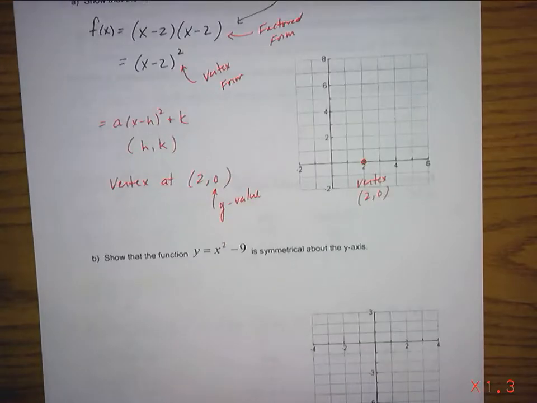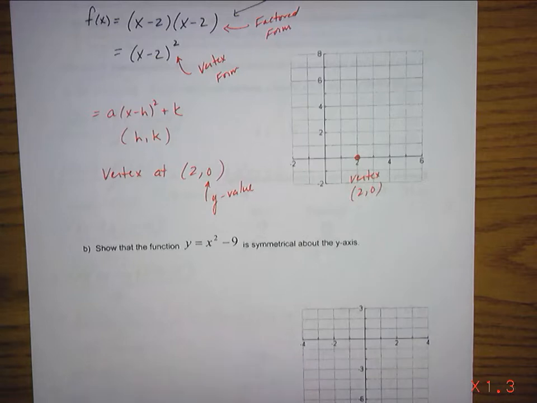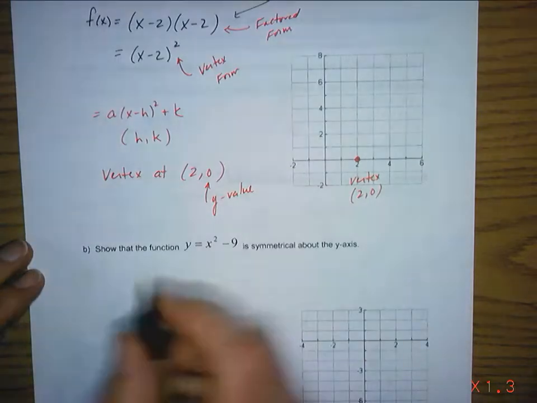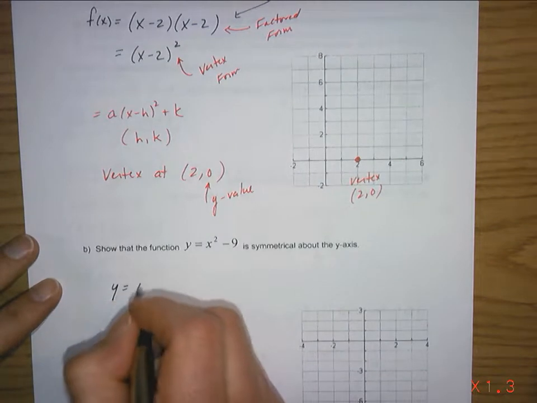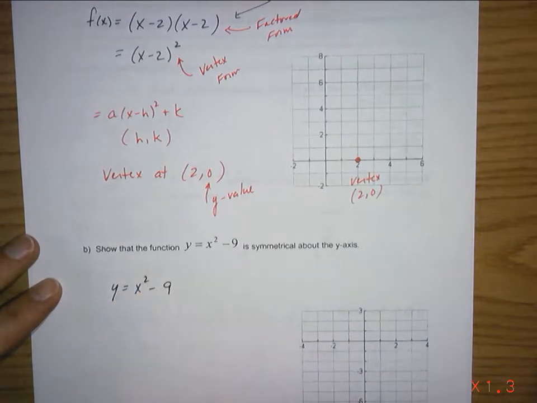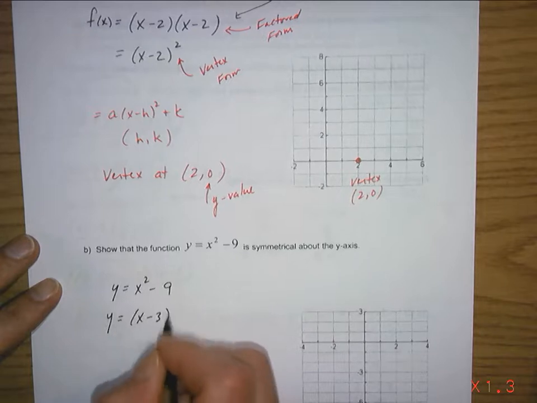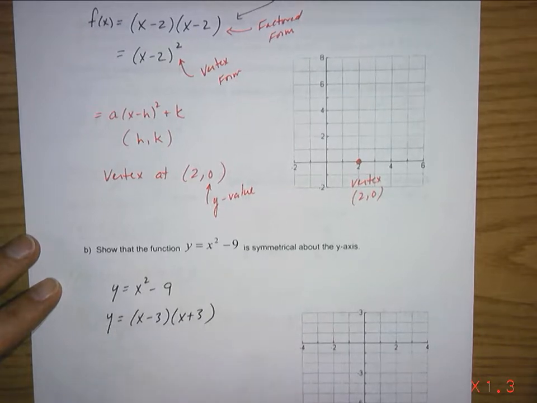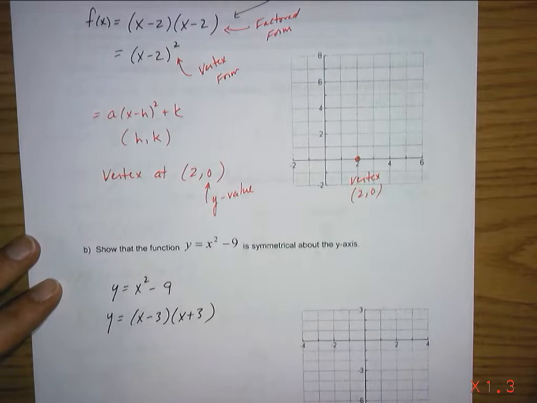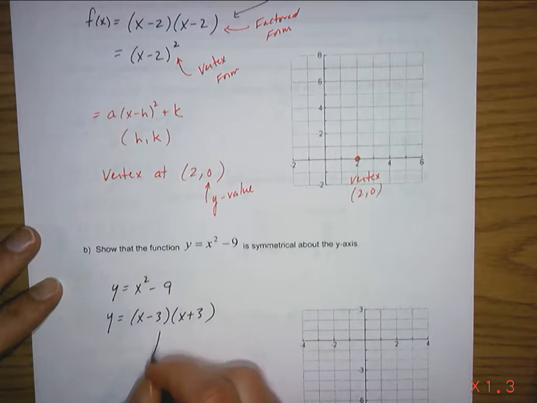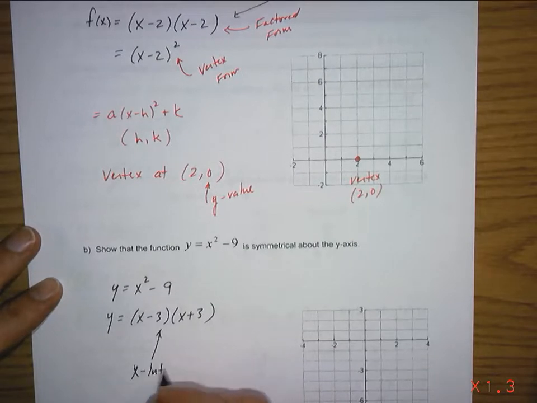Show that the function y equals x squared minus 9 is symmetrical about the y-axis. Symmetrical means that it's a mirror image on either side of the y-axis. Well, okay. I think what I'm going to want to do for this one is factor. So I've got x squared minus 9. This is a difference of squares. It's going to be x minus 3, x plus 3. What does that mean? Well, we know where the zeros are, or the x-intercepts.